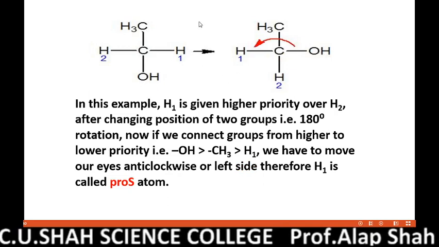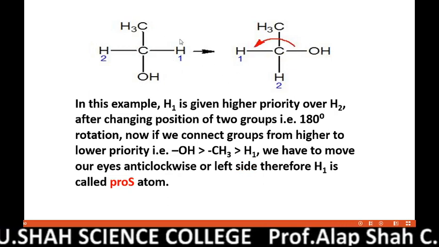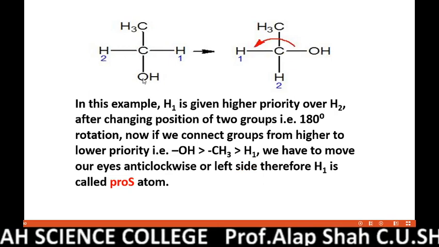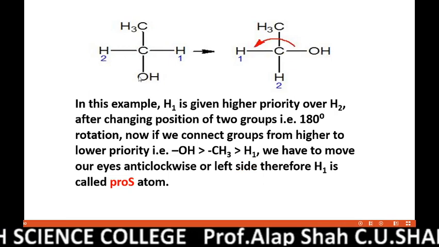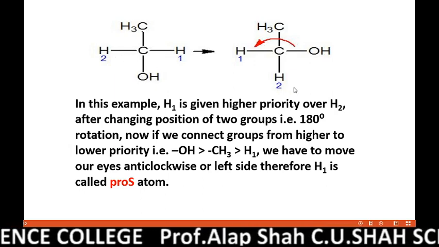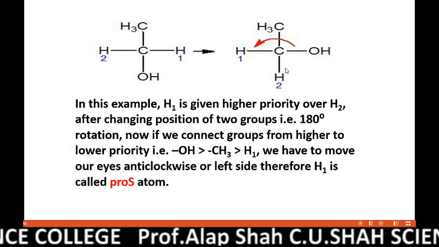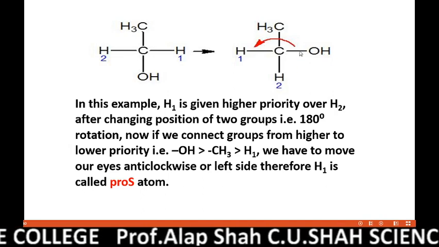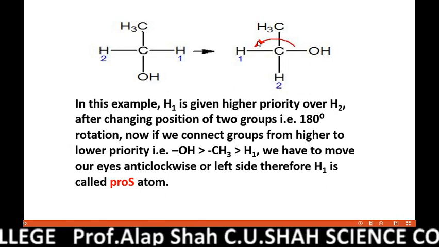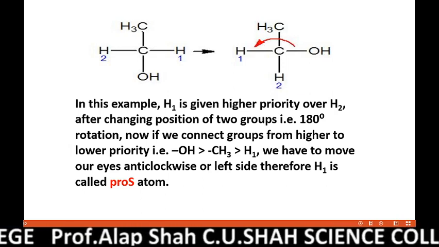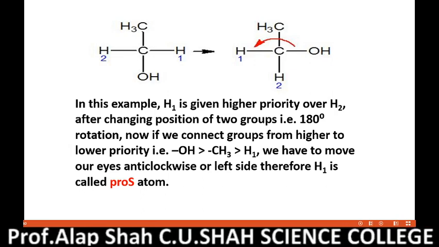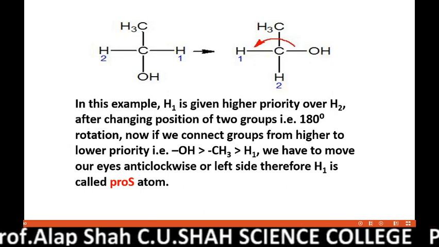And in another example, this time let us give higher priority to H1. So we would bring down H2 to this position. And again we will change the position of two pairs. So after doing it simultaneously, now H2 is here. These three groups, 1, 2 and 3. To connect them, we have to move our eyes to the left side, or in an anti-clockwise direction. So it is an S configuration.